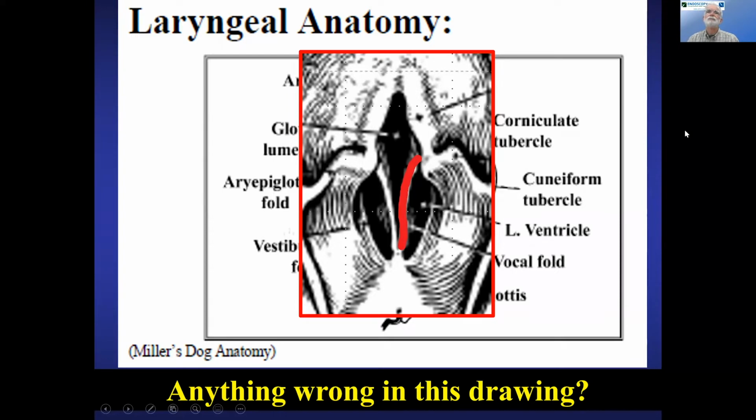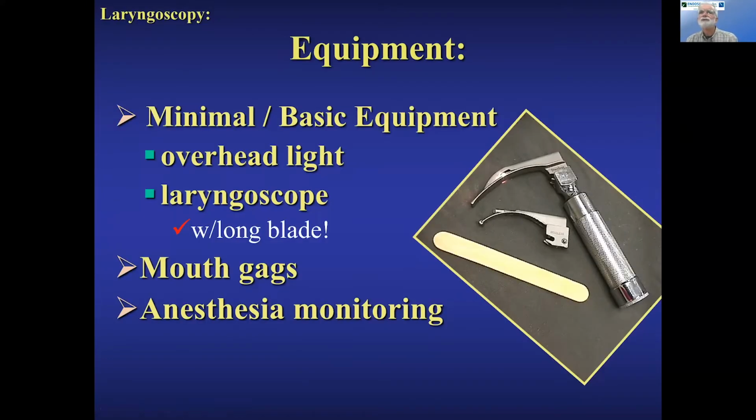So when we go to look, what kind of equipment have we got? This is a Storz laryngoscope. No, it's not. But they do make things we're going to use. Overhead light works if you can get in there. A laryngoscope with a long blade, long enough that you can hold the epiglottis down and not have it blocking half of the larynx. That's a common and huge problem that I see on cases that I'm shared with.